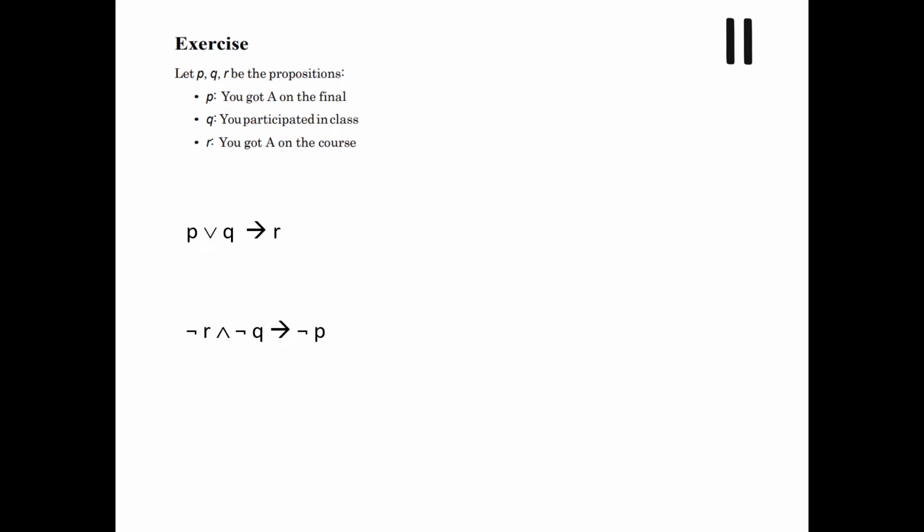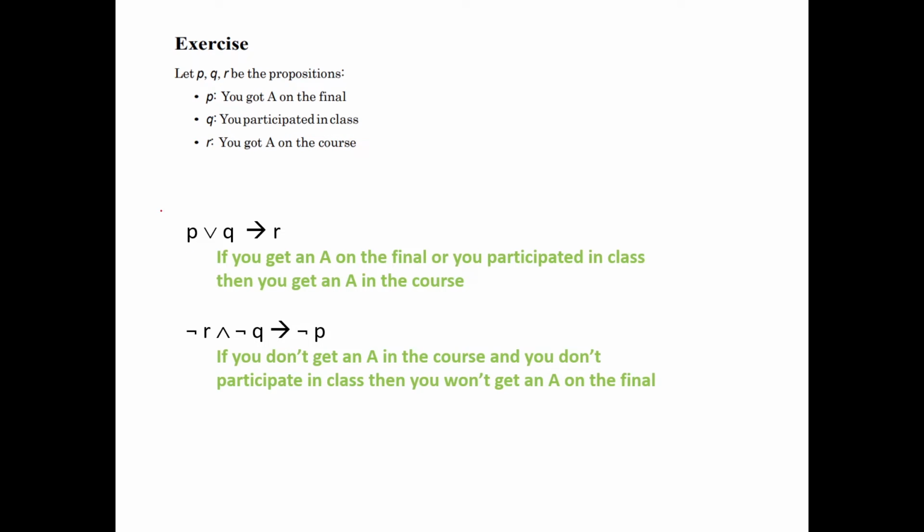Now let's do it in reverse. I want you to pause the video here and try to come up with sentences for the English equivalent of these formulas. Okay, so the sentences don't have to make sense. Let's see what we got. So P or Q implies R. P, you got an A on the final, or you participated in class, then you get an A on the course. Easy enough.